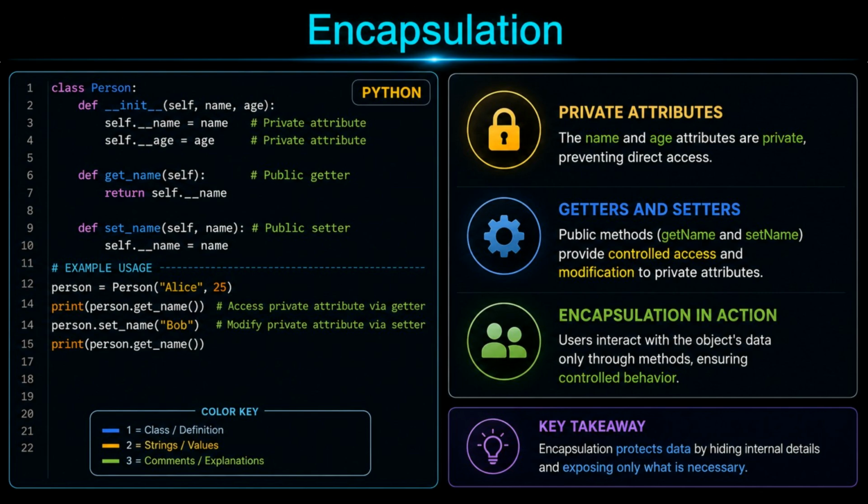And here's encapsulation in Python, attributes prefixed with double underscores for strong privacy, with get_name and set_name methods providing the only controlled access, same underlying pattern as C++ and Java, using Python's own naming convention for private data.